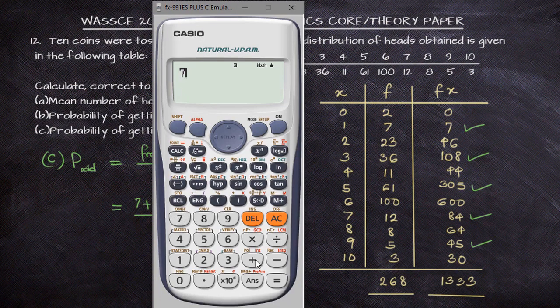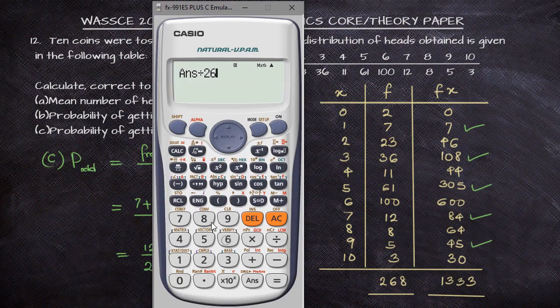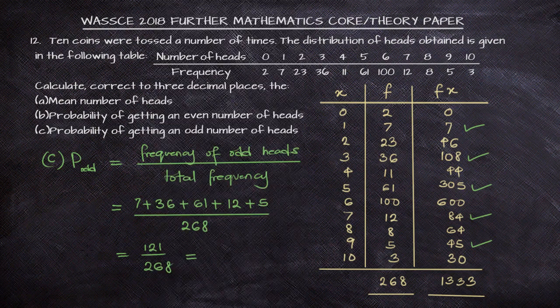So to add that in our calculator, we have 7 plus 36 plus 61 plus 12 plus 5. And that is 121. So we have this to be 121 divided by 268. If we divide that again using our calculator, we are going to get 0.45149, and rounding it to 3 decimal places, we get 0.451.